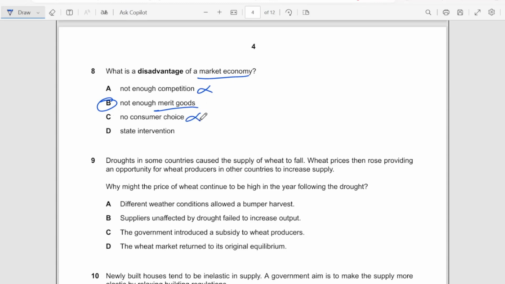Obviously there is consumer choice. There are a lot of competitors offering a variety of goods, and there's a choice to consumers. There's state intervention. No, state intervention is in the case of a mixed market economy.